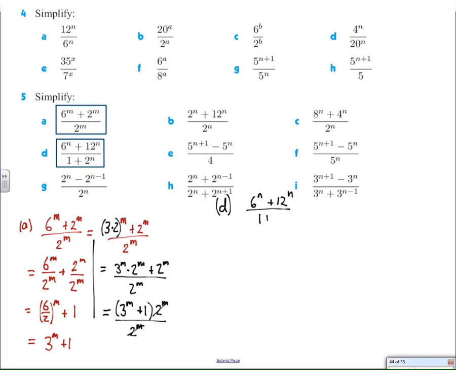Now for part D, it's actually a little bit tougher because what's in the denominator is actually binomial, not a monomial. So I can do the distributive thing, but I can't really go further. In other words, I could have 6 to the n over 1 plus 2 to the n, plus 12 to the n over 1 plus 2 to the n. No matter how I look at it, it's going to be a hot mess.